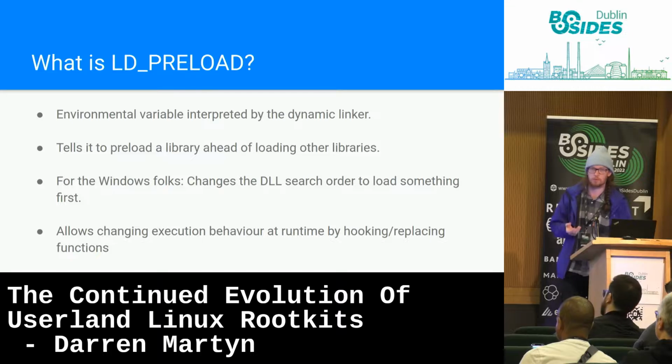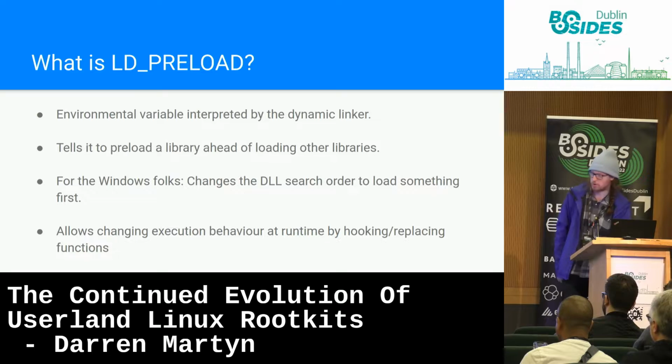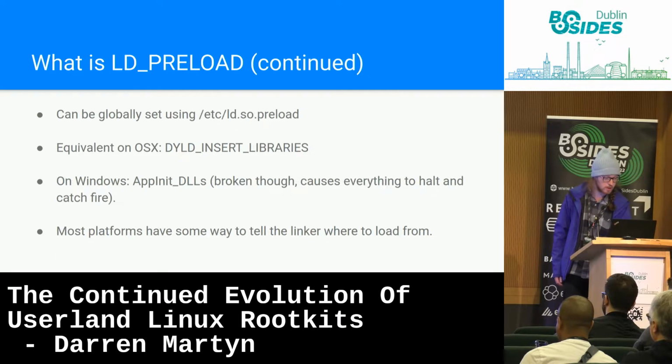So for the people who are more familiar with Windows, it allows you to change the search order of how libraries and code are loaded into software, so you can put stuff in ahead of other stuff. So it's really useful for debugging. You can change execution behavior at runtime, you can replace functions, you can substitute out functions, you can hook stuff. And of course, that makes it really useful for rootkits.